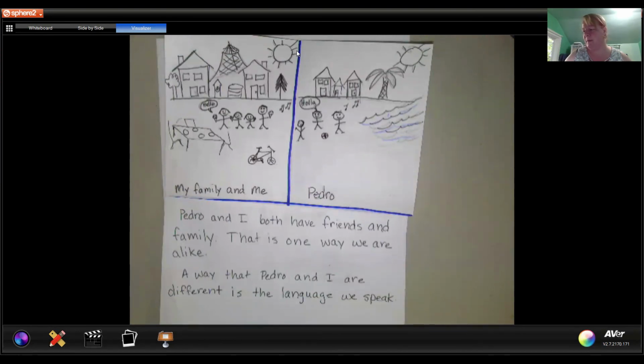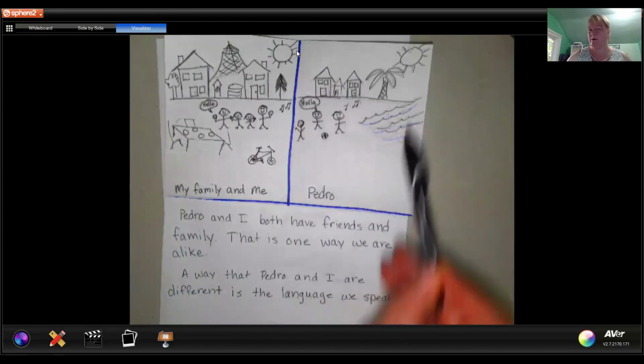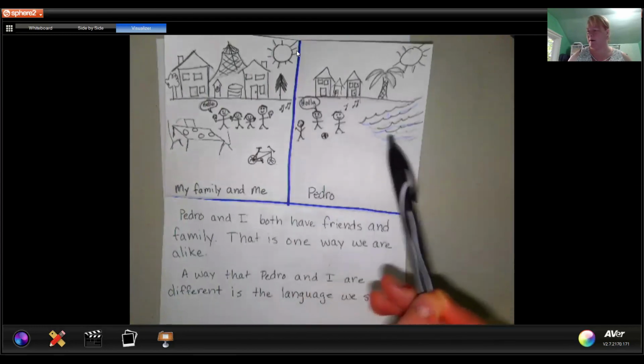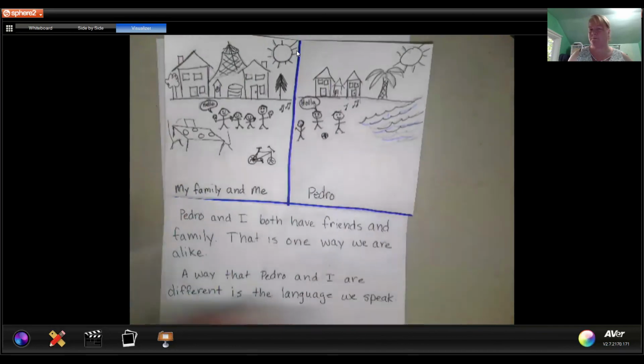I thought back to the lesson that I just read, and I thought about Pedro and his family. And I wrote Pedro here. I labeled that picture Pedro, and I labeled this picture my family and me. And I drew some things about our cultures. Pedro said that he lived by the ocean, and he liked to play soccer, or as he calls it, football.